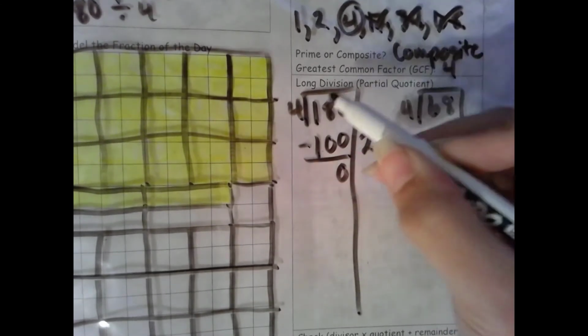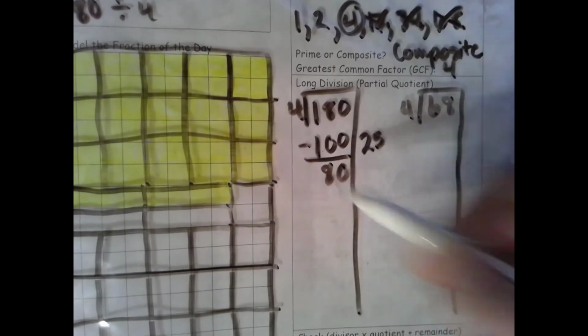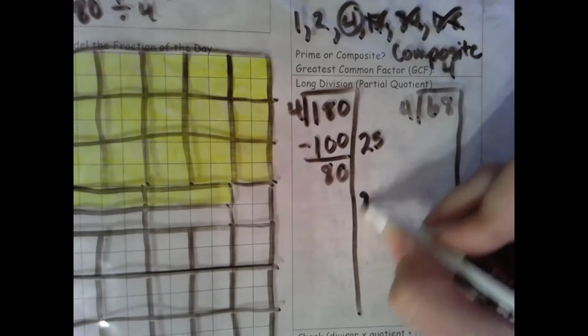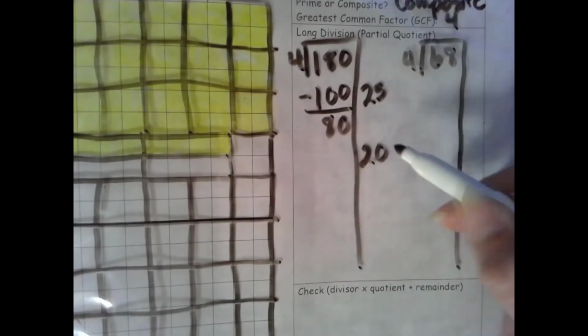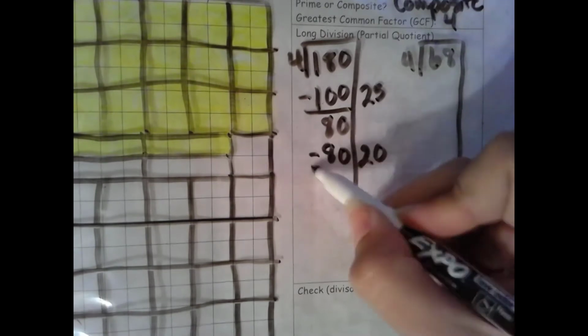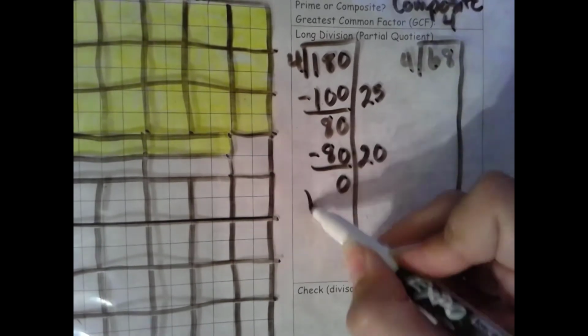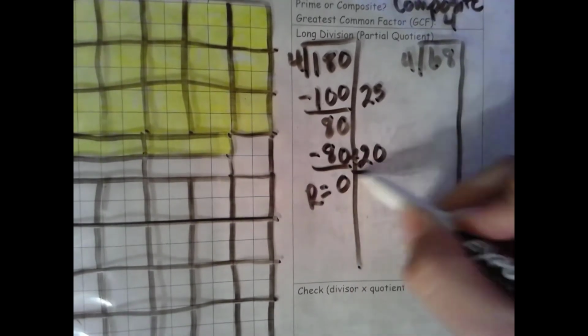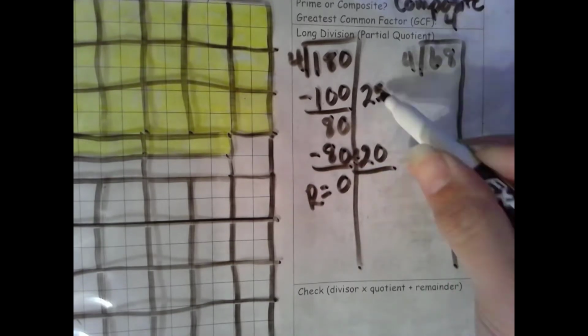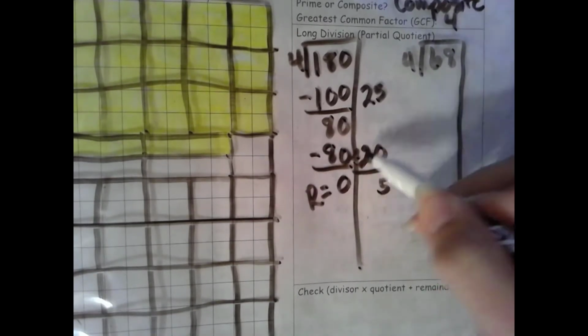Numbers the same, zero's the game. More on top, no need to stop. Numbers the same, zero's the game. Then I'm going to do 20 times 4. Placeholder moves it over a place. 2 times 4 is 8. Numbers the same, zero's the game. Add these partial quotients together. 5 plus 0 is 5. 2 plus 2 is 4.